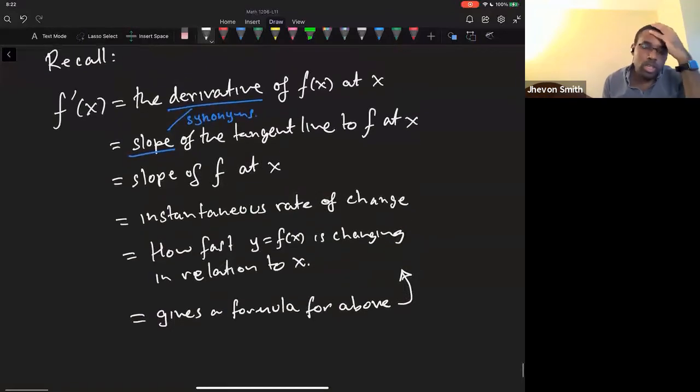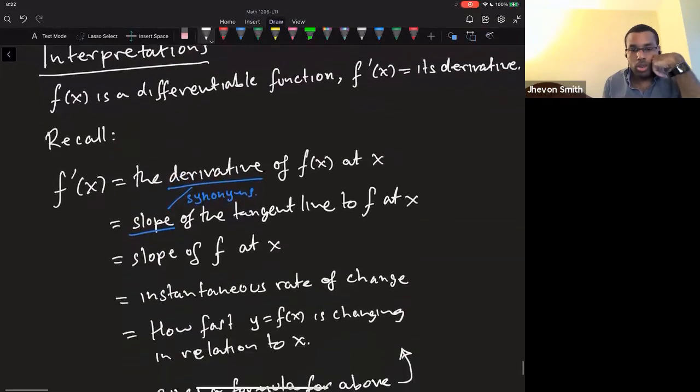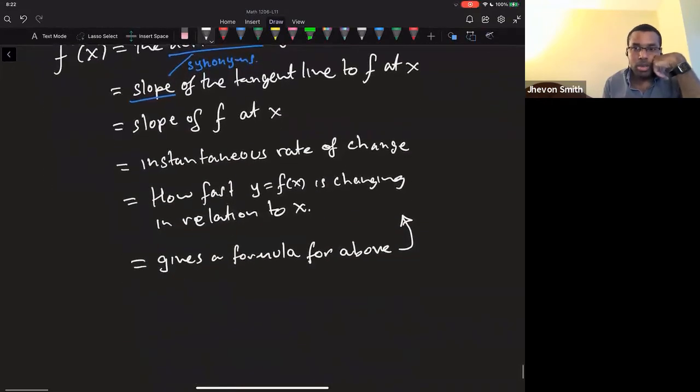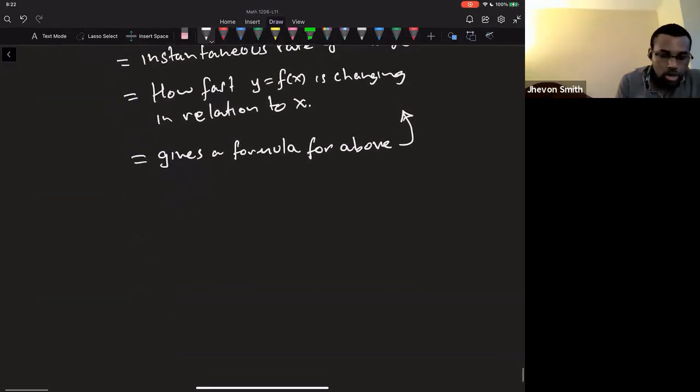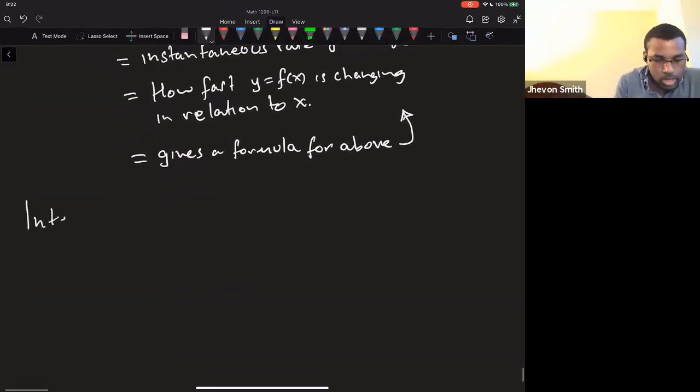So if you want to interpret it as any of these things and you want a formula for any of these things, you can use the derivative to get a formula. So that's what a derivative is interpreted as, some of the main interpretations that I want you to remember. But now we're going to go further. We're going to interpret some other things about the derivative and what the derivative can tell us about functions. So let's move forward with that.